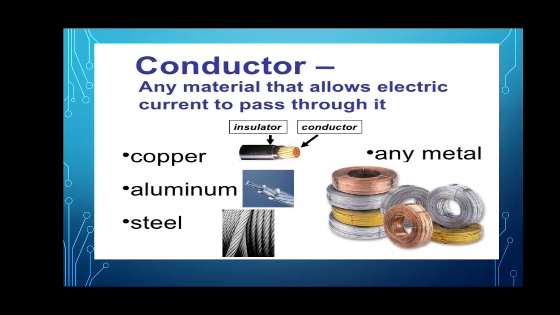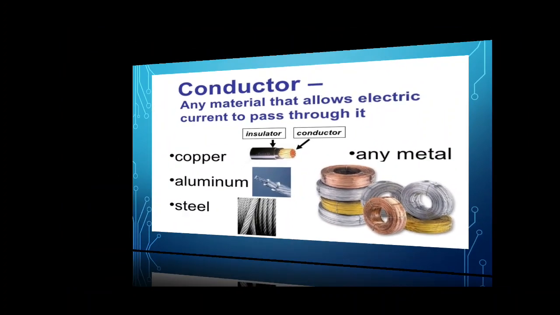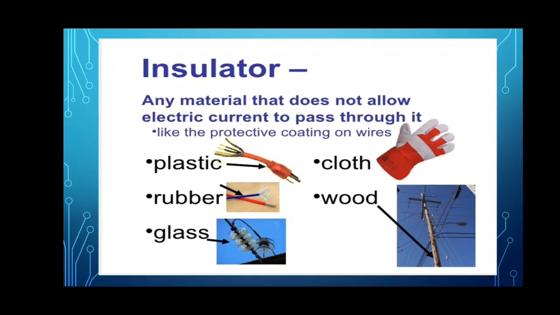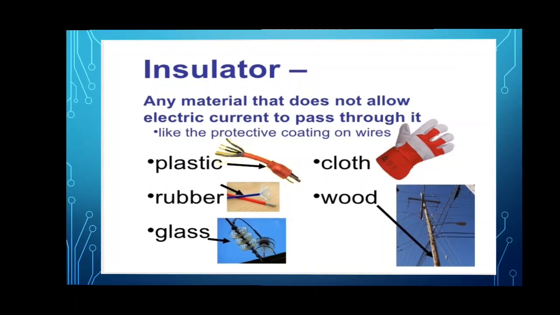So conductors are any material that allows electric current to pass through it. Examples are copper, aluminium, steel and any metal. And what is an insulator? Any material that does not allow electric current to pass through it is called an insulator. Here you see plastic, rubber, glass, cloth, wood, everything is being used as a protective coating on metal wires so that we don't get electric shocks.